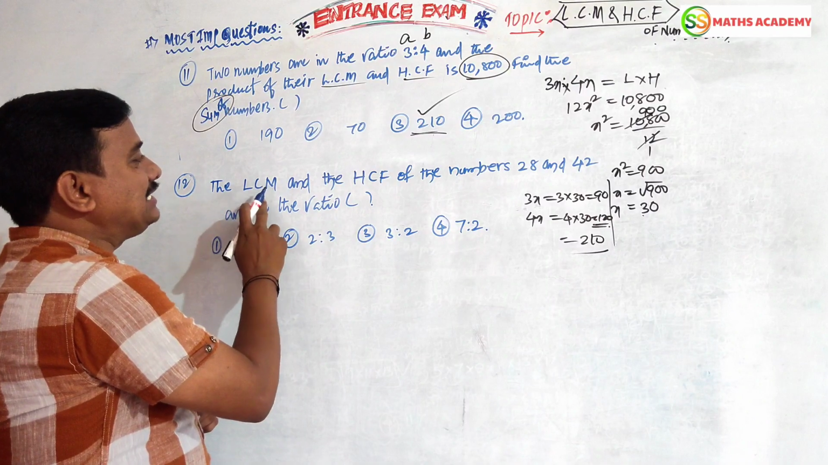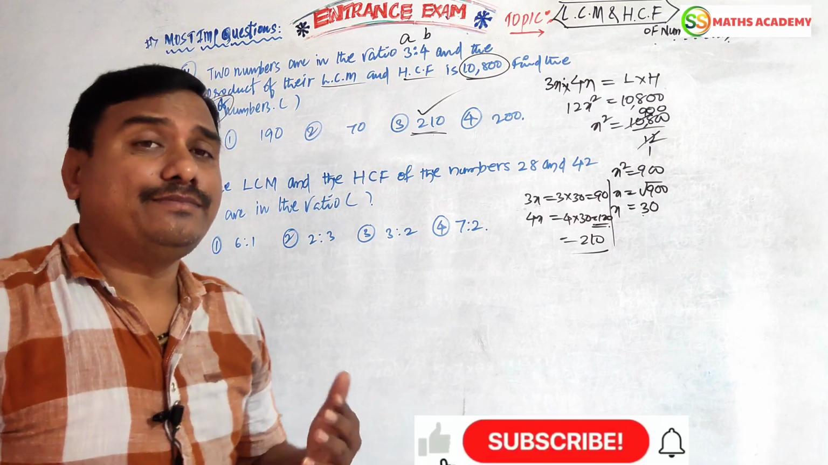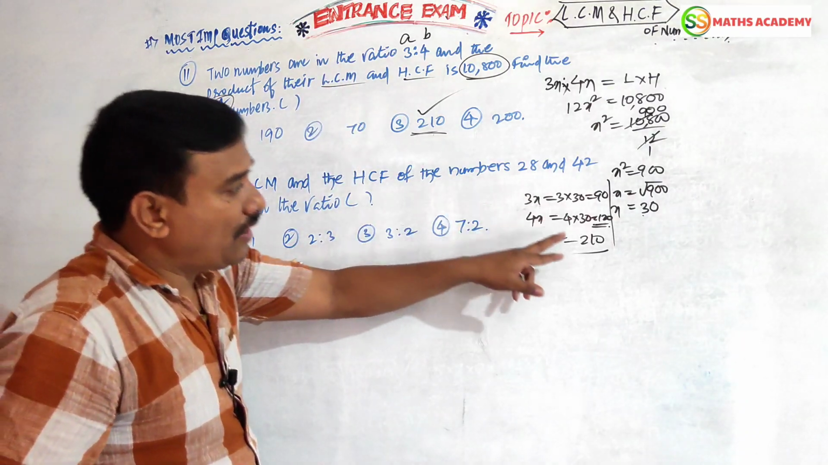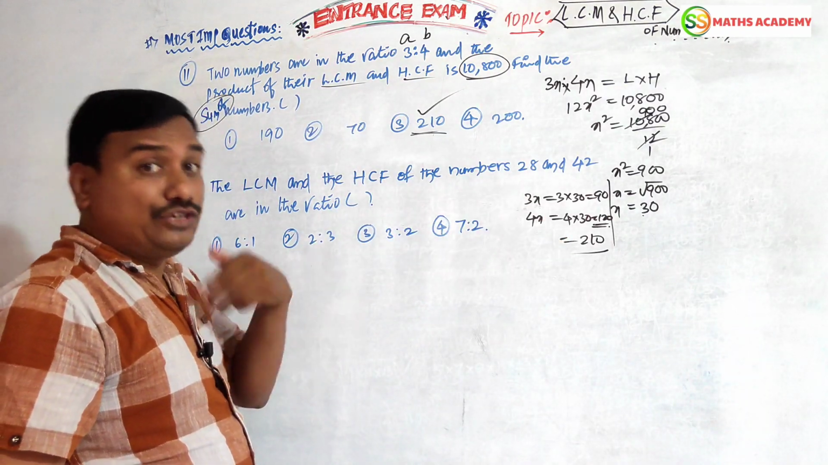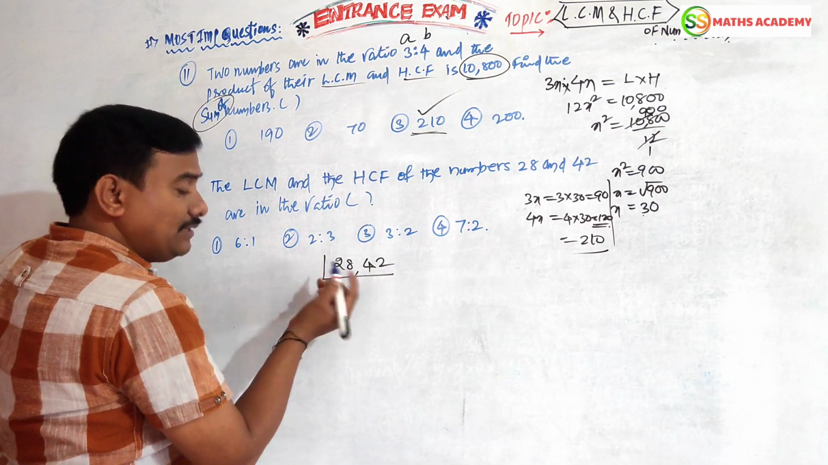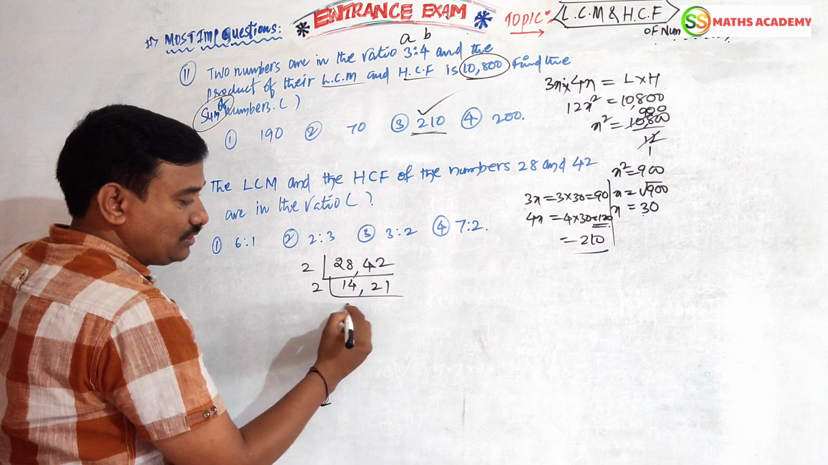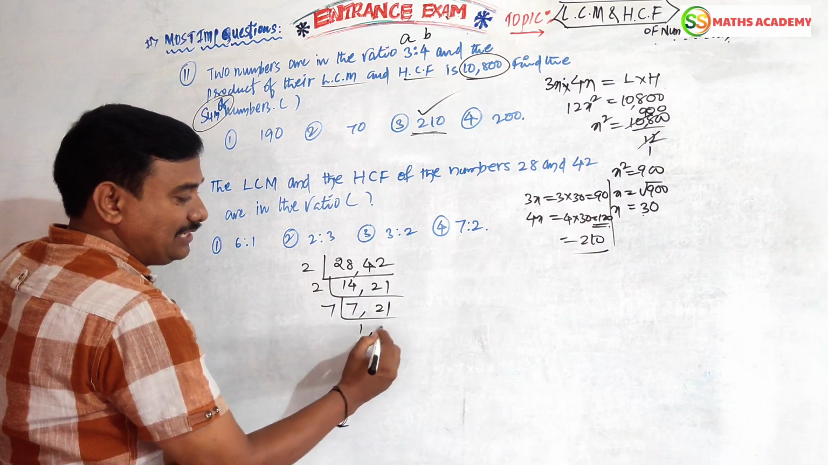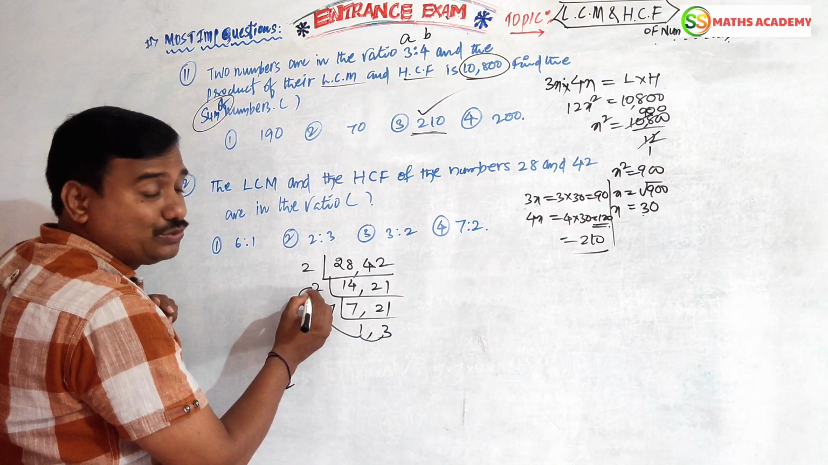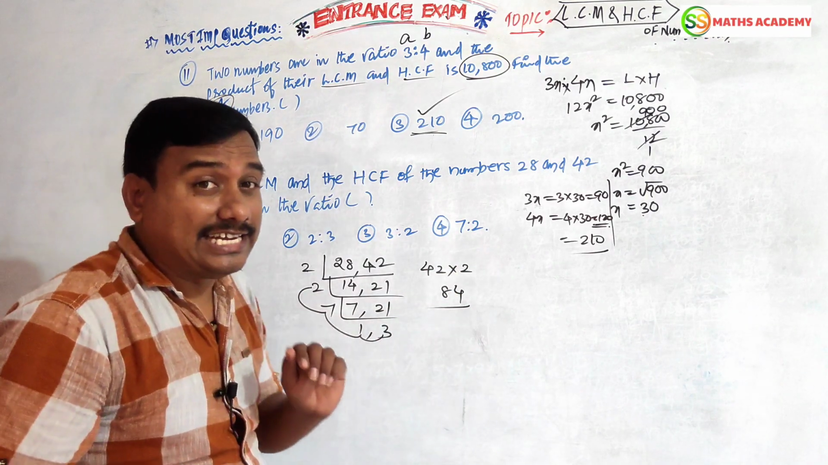Next, the last question. Find the LCM and HCF of two numbers 28 and 42, and also find their ratio. Earlier the ratio was given and we found the numbers. Here the numbers are given, we should find the ratio. So 28, 42 LCM. Simple. 2 14s are 28, 2 21s are 42, 2 7s are 14, 21 not possible. 7 1s are 7, 7 3s are 21. 3 into 1 is 3, 3 7s are 21, 21 into 2 is 42. You write like this and one more 2. 2 2s are 4, 2 4s are 84.